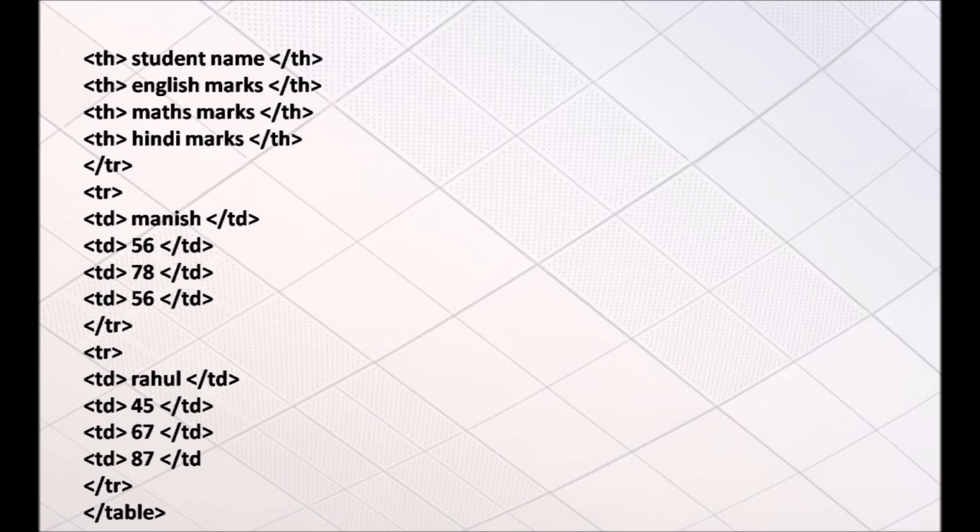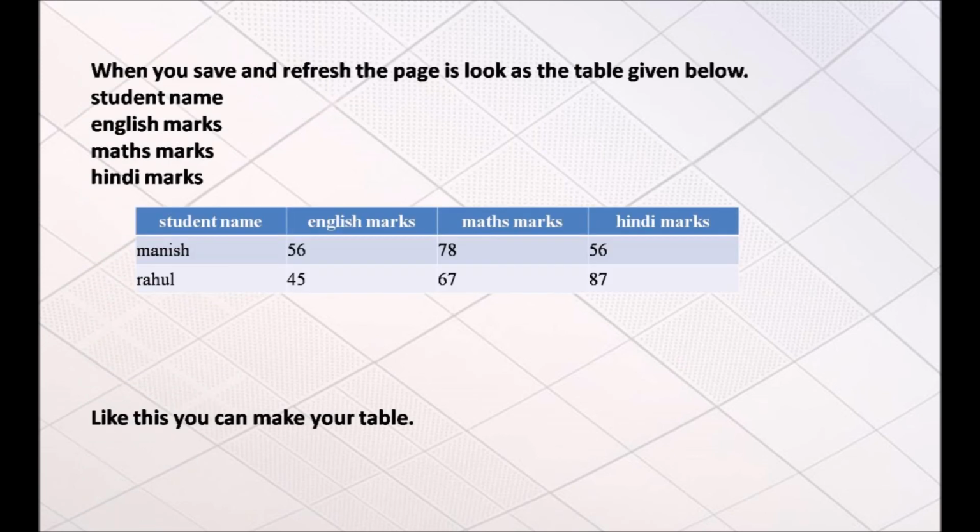When you save and refresh the page, it looks like the table given below: student name, English marks, math marks, Hindi marks. In this way, you can make any type of table you want. That's it. This is the method to make a table in HTML.